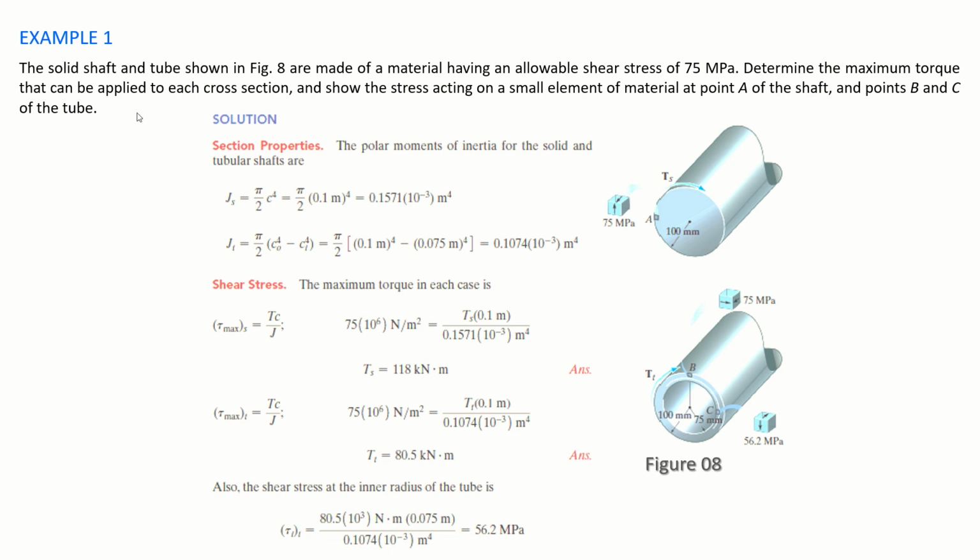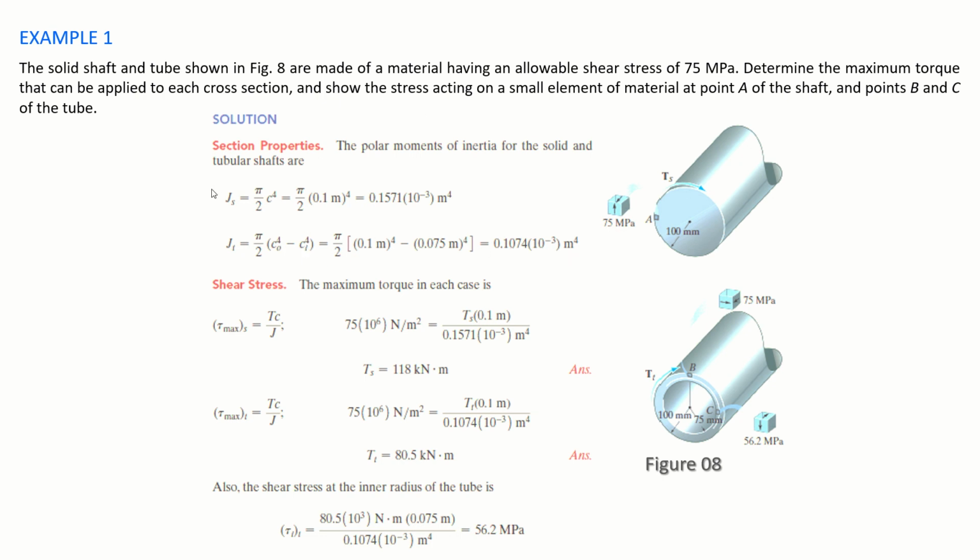and points B and C of the tube. This is point A on the shaft, which is at the outer diameter, and this is point B and C. One is at the outer diameter and one is at the inner diameter, right? The polar moment of inertia for the solid and tubular shafts, we know the formulas. Pi by 2 into C to the power 4 is for the solid shaft, and pi by 2 into C outer to the power 4 minus C inner to the power 4 is for the tubular shaft.